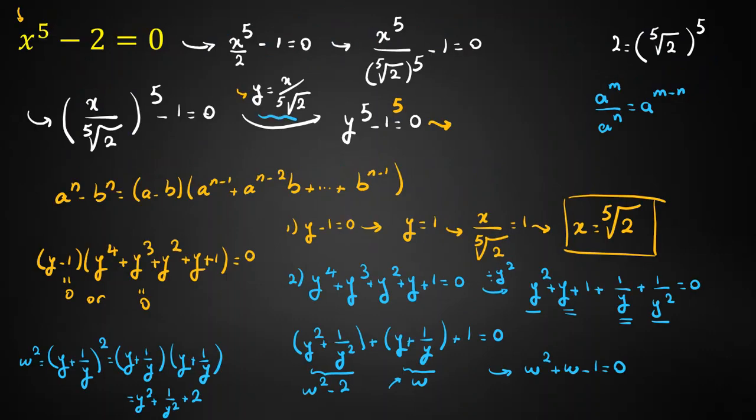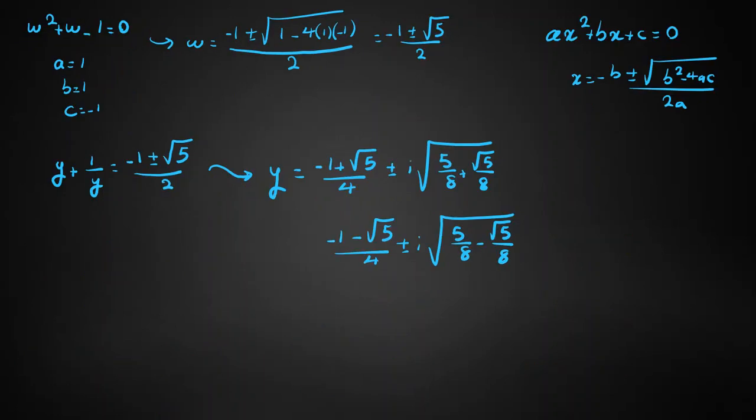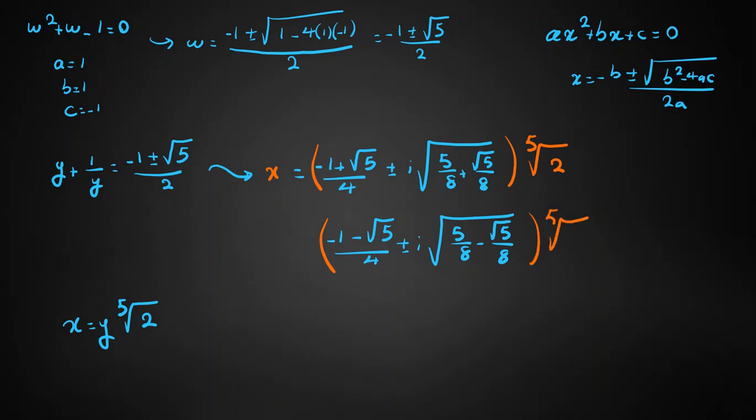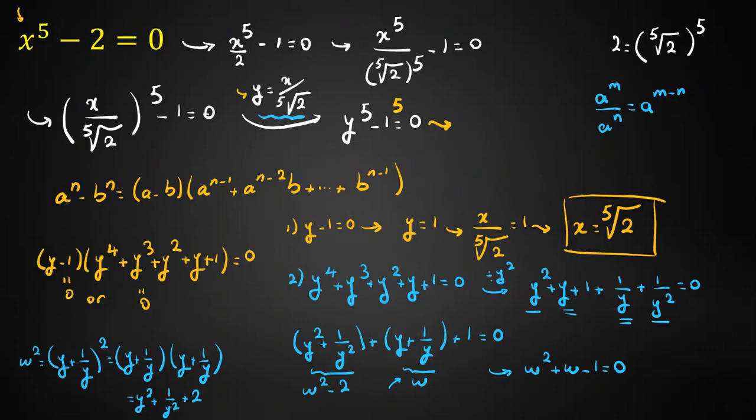And we know what? We know that x equal to y times the fifth root of 2. x equal to y times the fifth root of 2. So if we want to find x for each of them, we should multiply by the fifth root of 2. So we found 4 answers in complex numbers and 1 answer in real numbers.